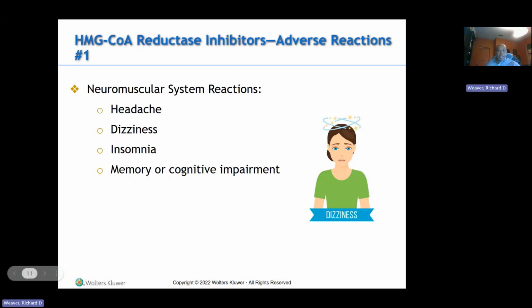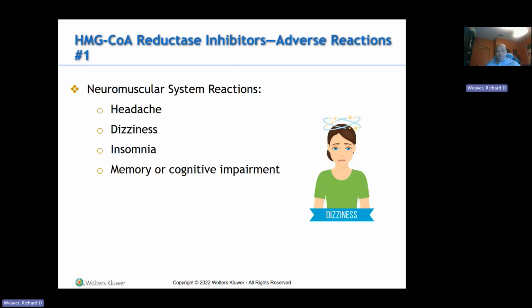All right. Take a look at the adverse reactions for the HMG CoA reductase inhibitor. Remember that HMG CoA reductase is an enzyme that causes cholesterol to be made, but now we're trying to inhibit it. All right, hence the term inhibitors. Neuromuscular system reactions: you have headache, dizziness, insomnia, as well as memory or cognitive impairment.